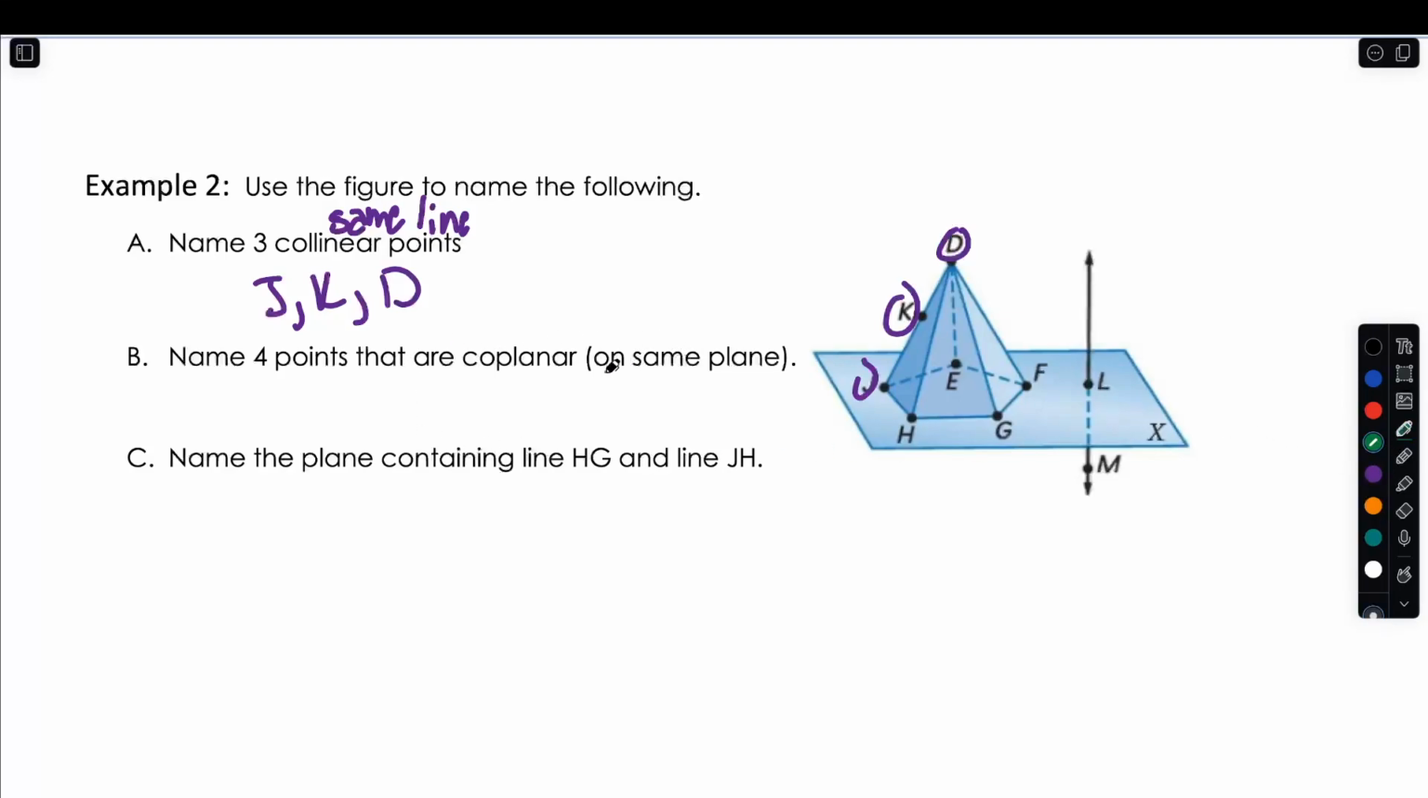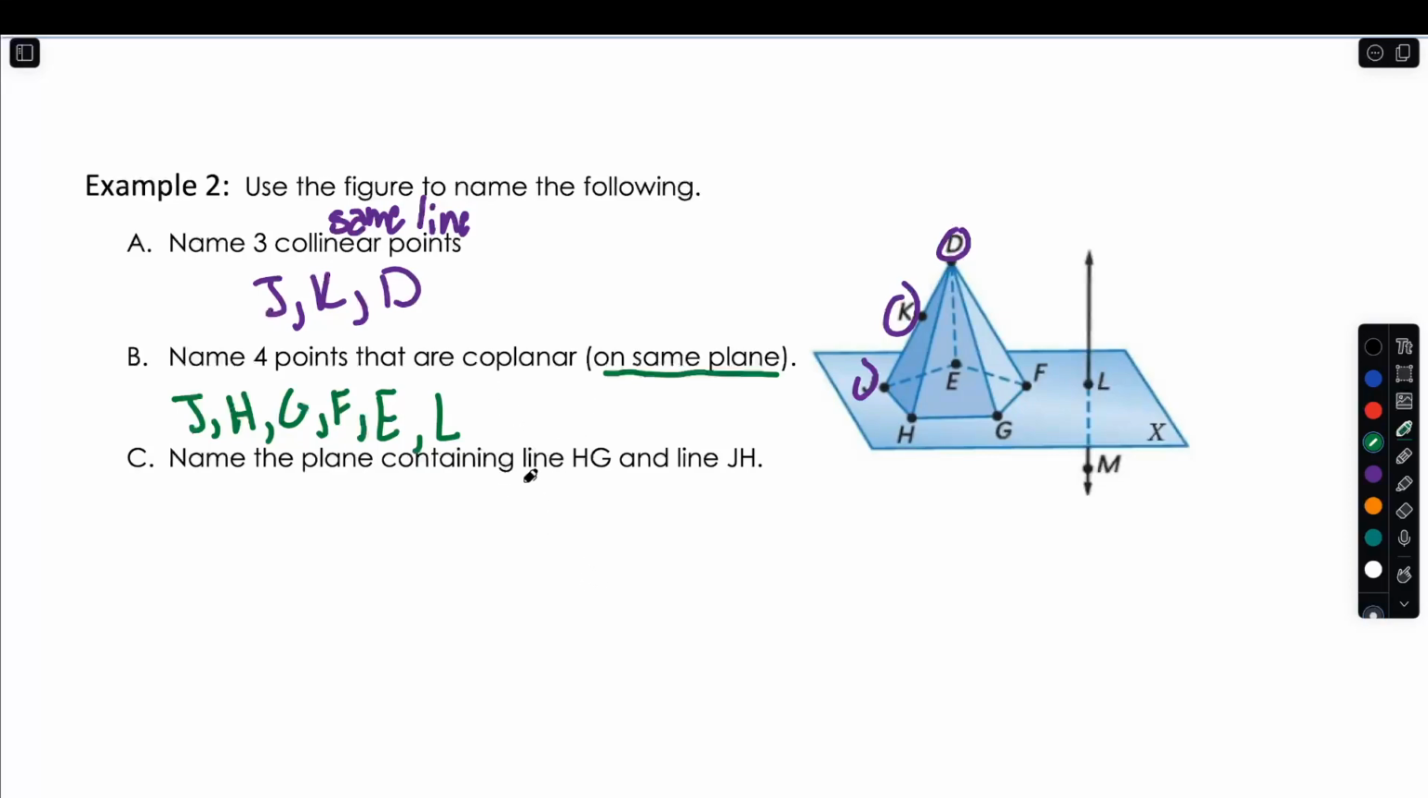Part B, name 4 points that are coplanar. Coplanar, meaning on the same plane. Any combination. Pick 4 of these letters. J, H, G, F, E, or L. Any of those 4 points would be a perfectly acceptable answer for part B.